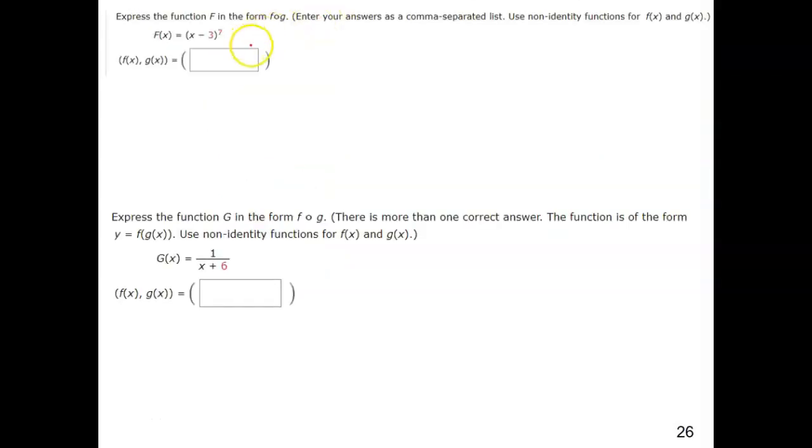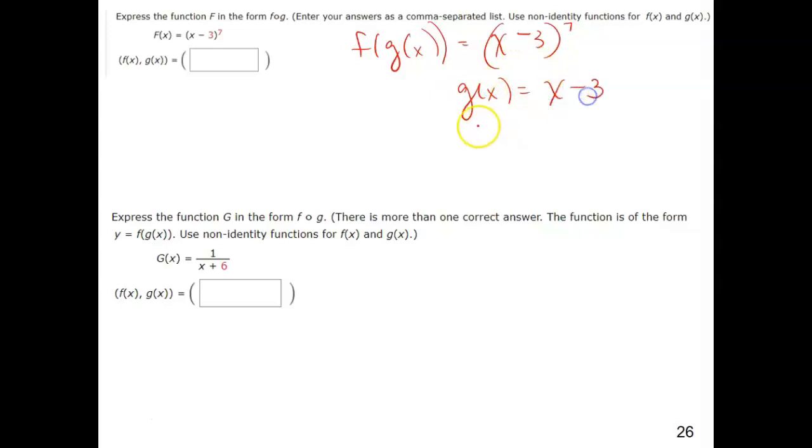Okay, here are a couple others. If I'm going to do this, I need to find my f and my g function so that f of g of x is going to equal x minus 3 and all that to the 7th power. So my g function, I'm going to let be the x minus 3, and the f function that it is being put into is going to be the x to the 7th.